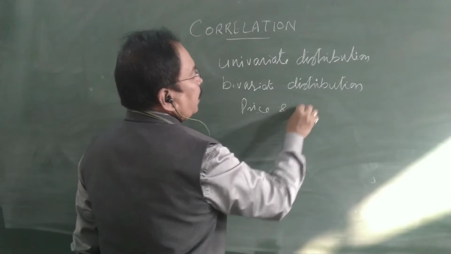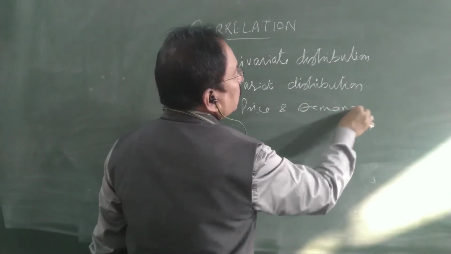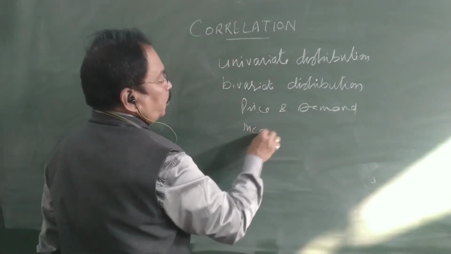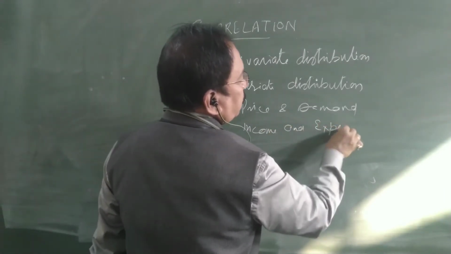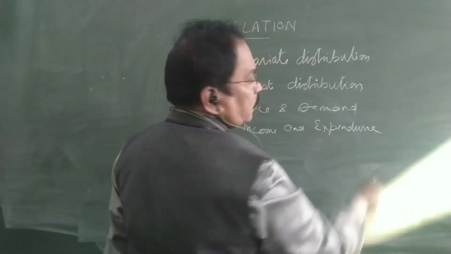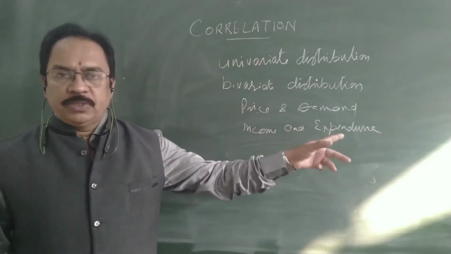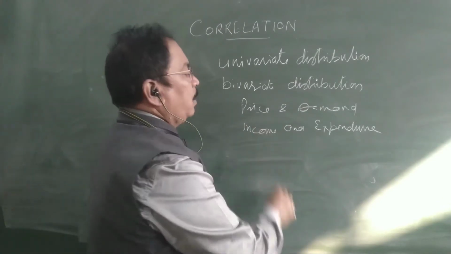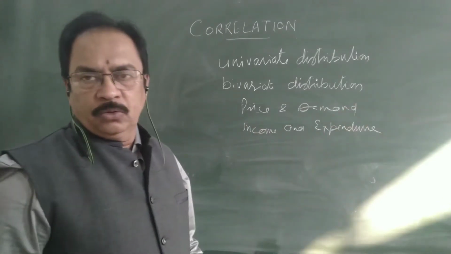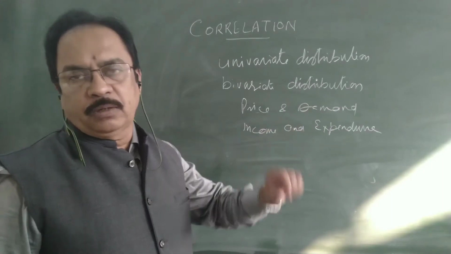price and demand, income and expenditure. Here two variables are there. One variable is price, the other variable is demand. Here the first variable is income, the other variable is expenditure. What will be the impact of one on the other?